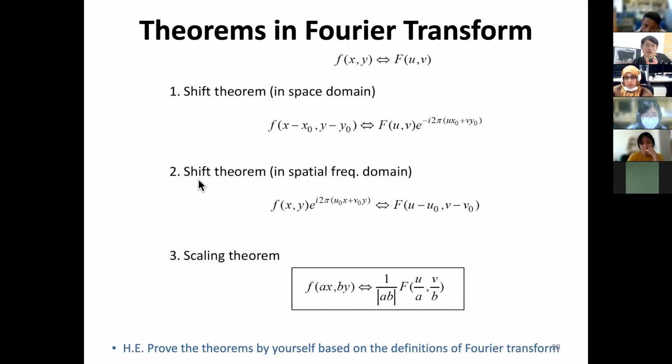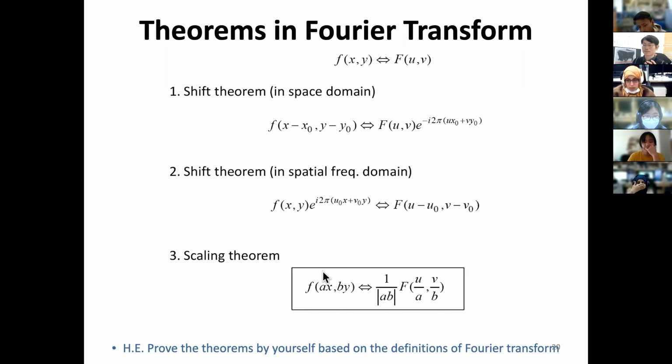What if you shift it not in space, but in the spatial frequency domain? That you can describe as F(u minus u0, v minus v0). So if you shift that one, it goes back very similarly, but you can see only the signs are different. Okay, let's consider another thing, the scaling theorem.